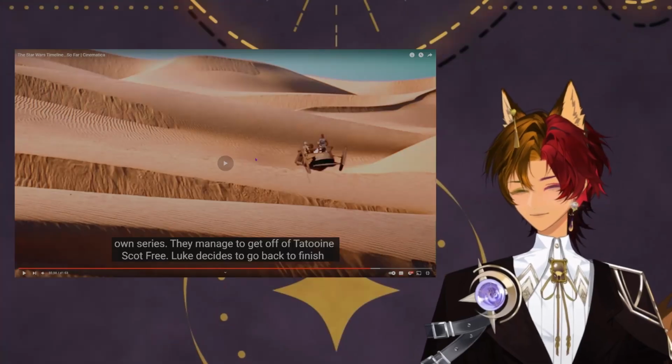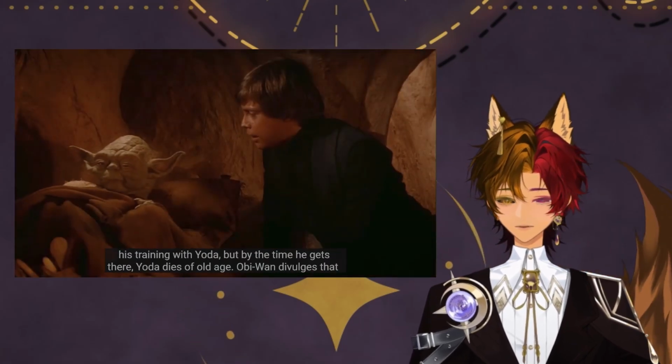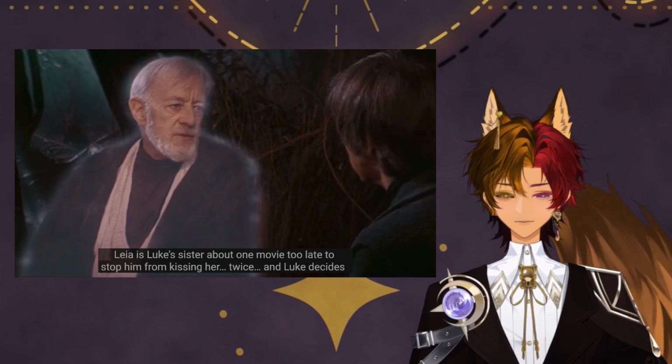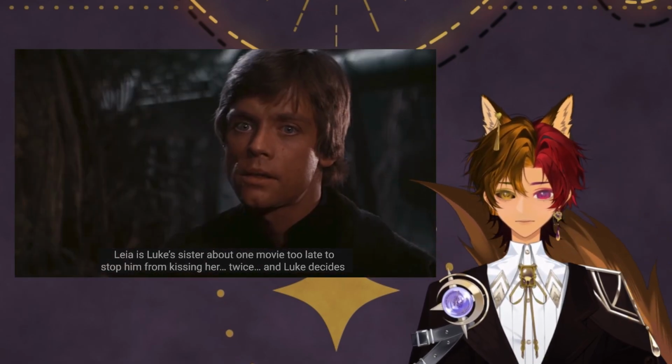Luke decides to go back to finish his training with Yoda, but by the time he gets there, Yoda dies of old age. Obi-Wan divulges that Leia is Luke's sister about one movie too late to stop him from kissing her twice, and Luke decides that he must face Vader.